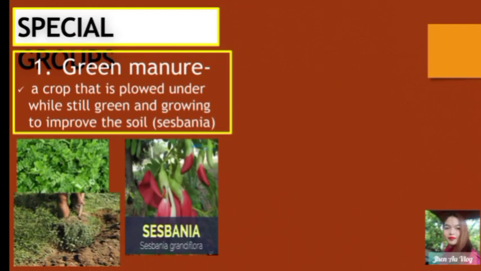So for the special groups, first we have green manure. So it is a crop that is plowed under while still green and growing to improve the soil like sesbania, or as in the Philippines we use mongo, which when it reaches its flowering stage, they're going to be plowed to remain and give some nitrogen, because they produce too much nitrogen during the nitrogen fixation with the use of the bacteria, the rhizobia.